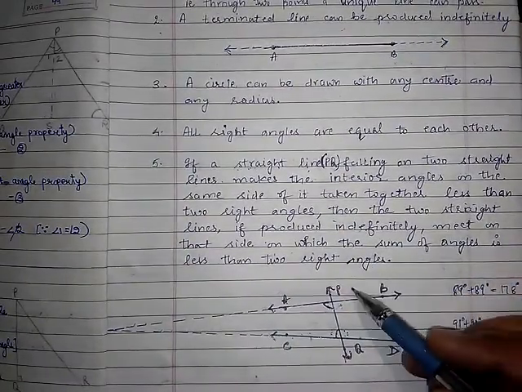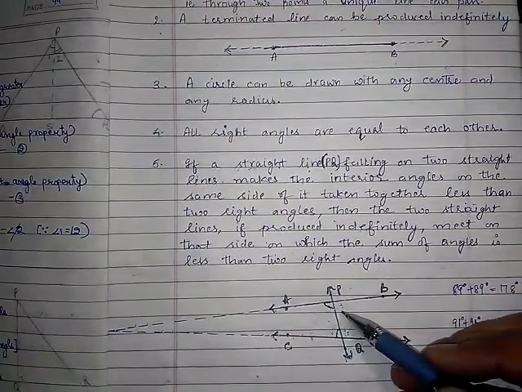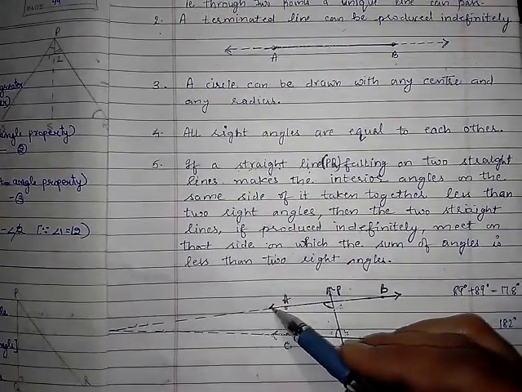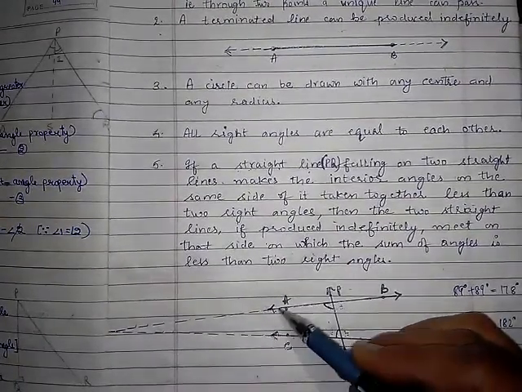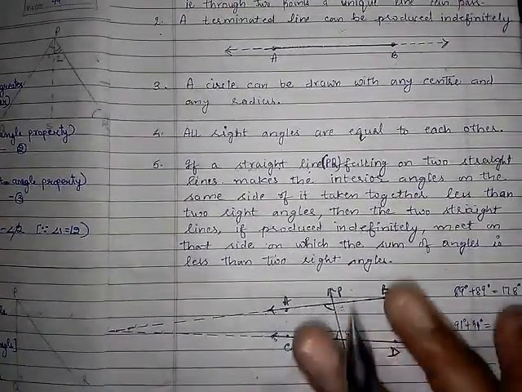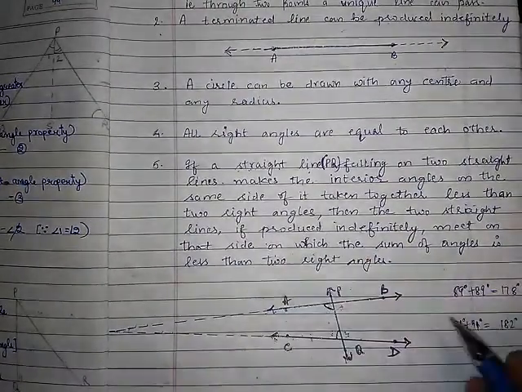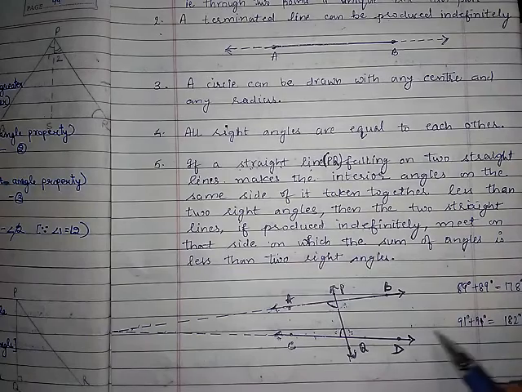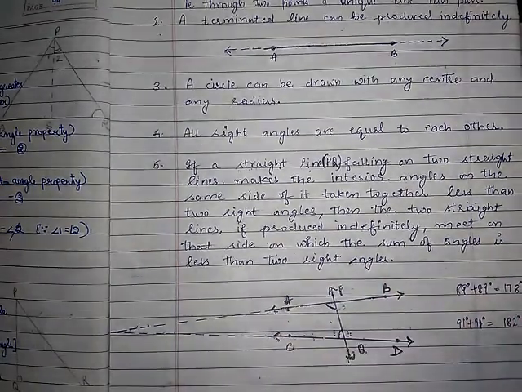उसका कहने का मतलब ये है कि जिस साइड में दोनों एंगल का सम 180 से कम होगा, उस साइड में वो लाइनें अगर आप produce करोगे indefinitely, then they will meet on that side only. Clear? So if you try these two lines, if you will produce them indefinitely, then they will never meet each other. That is the meaning of fifth postulate.